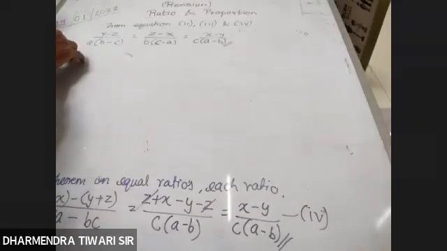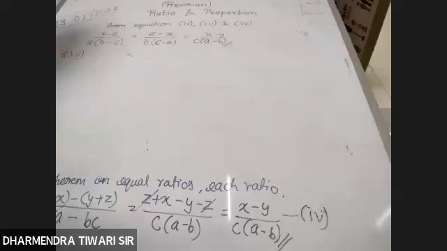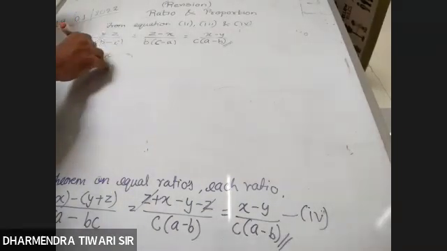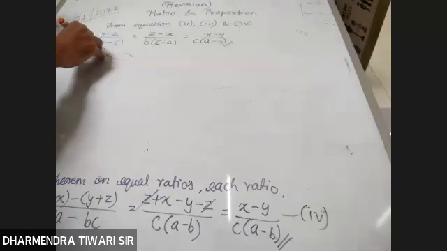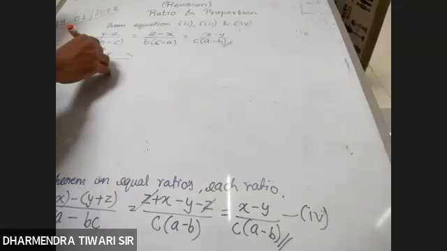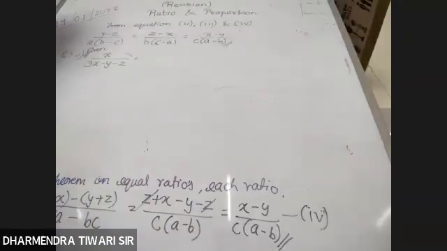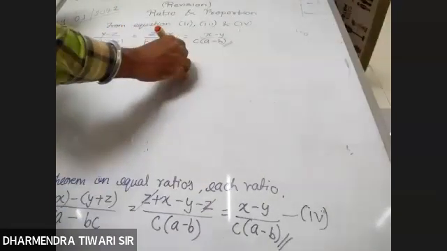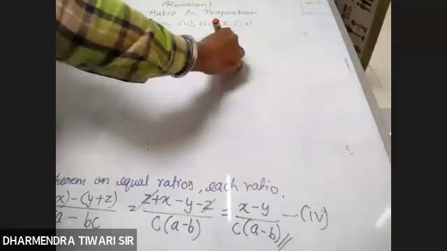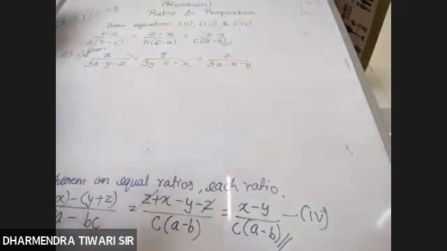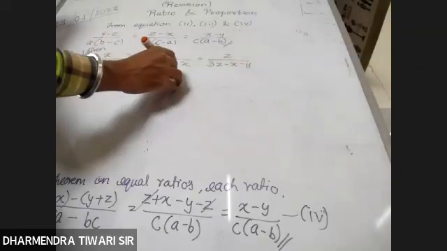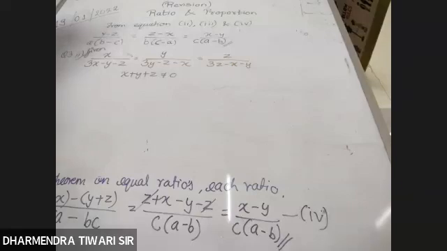So question number two, third two. What they have given: x upon 3x minus y minus z is equal to y upon 3y minus z minus x, which is the same as z upon 3z minus x minus y, with a condition x plus y plus z not equal to 0.